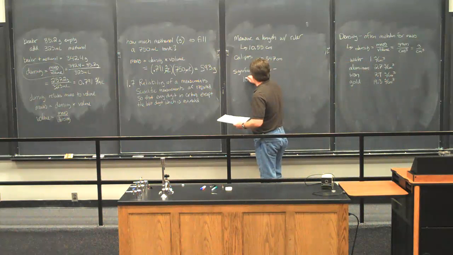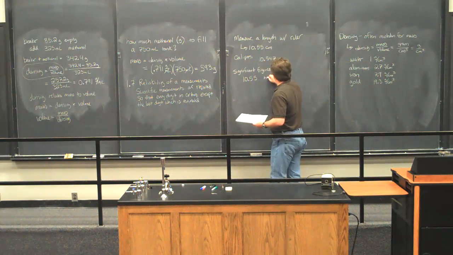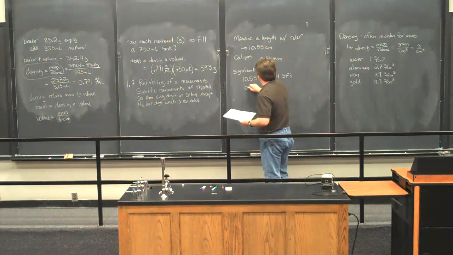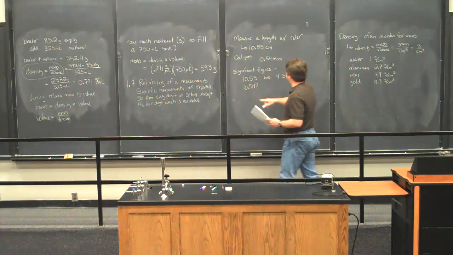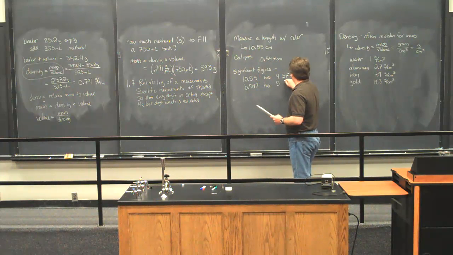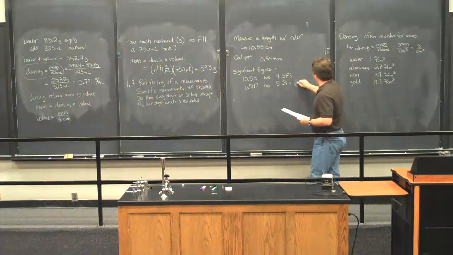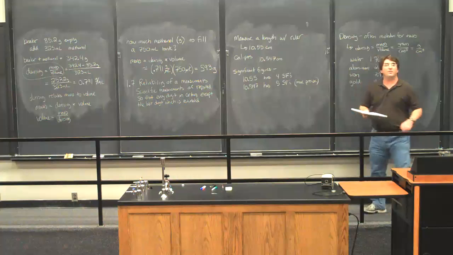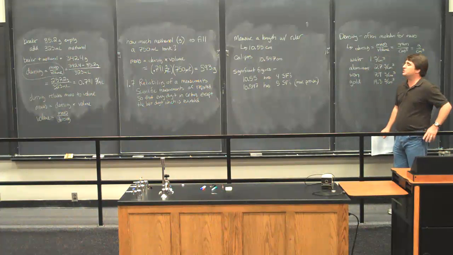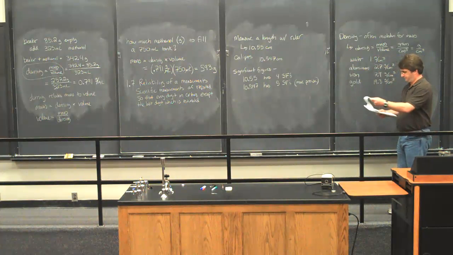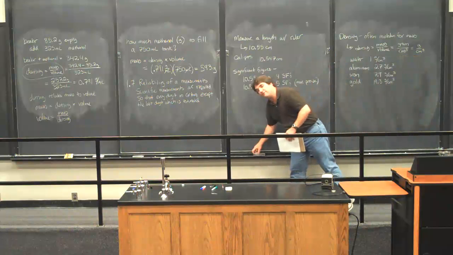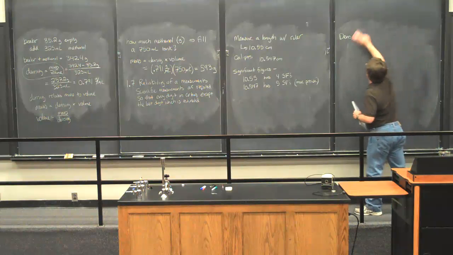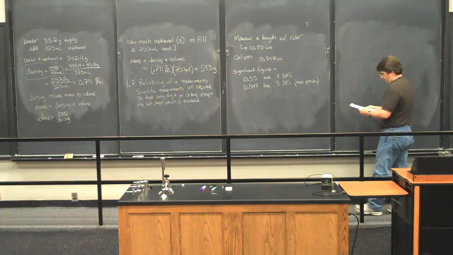So 10.55 has 4 significant figures, but 10.547 has an extra one. It has 5 significant figures. So we're saying this is a more precise measurement with more significant figures. The more significant figures, the more precision you have in your measurement. So there's some rules for significant figures that we need to learn so that we can work with our measurements in our class.